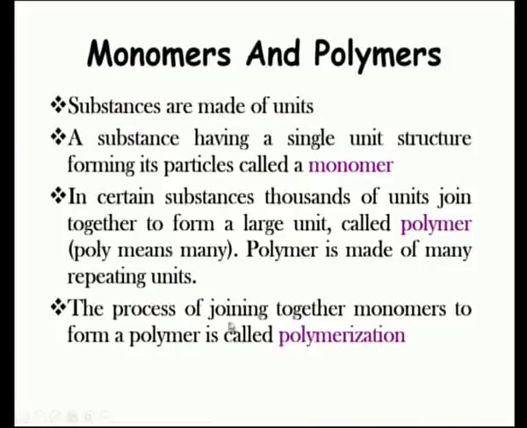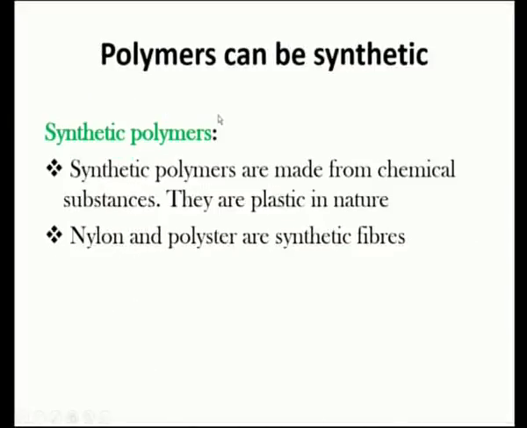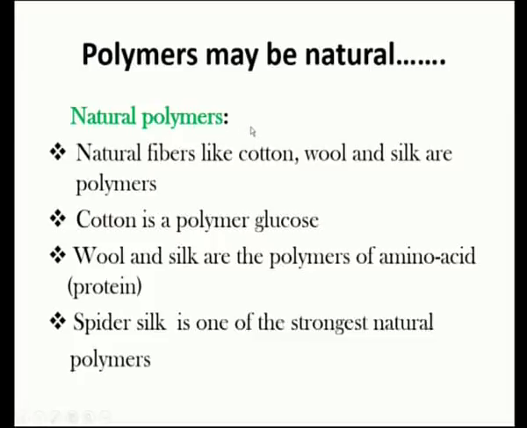So, this is the basics we should know before we study the synthesis of synthetic polymers, fabrics or fibers. We should know what a monomer is, what a polymer is, and what polymerization is. And another thing is that there are two types. One is natural polymers. Natural fibers like cotton, wool and silk are polymers or fiber materials.